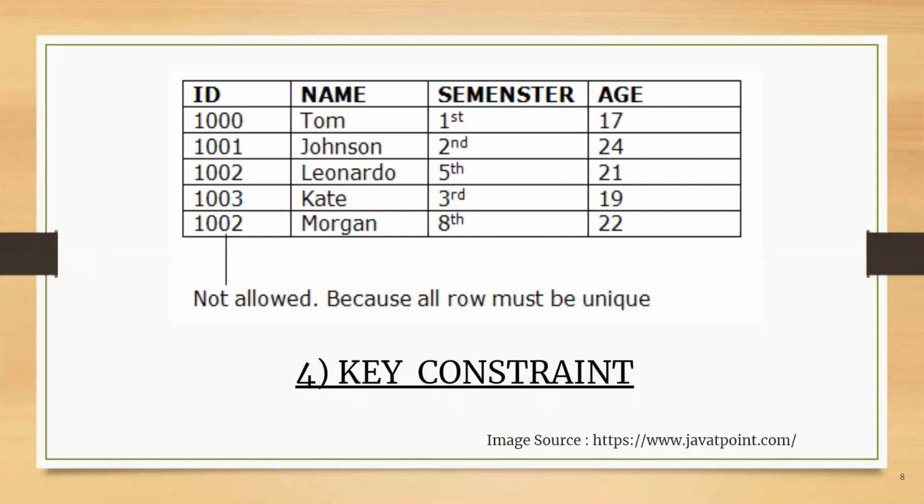So here in this example, you can see that ID number 1002 is being repeated twice. ID number 1002 is first assigned to Leonardo, and similarly second it is assigned to Morgan. So your primary key values should be unique across the table. There cannot be non-unique values. So here in this example, the repeated 1002 ID is not being allowed, only for the reason that a primary key can have only one value at a time. So this value is not allowed and needs to be eliminated.